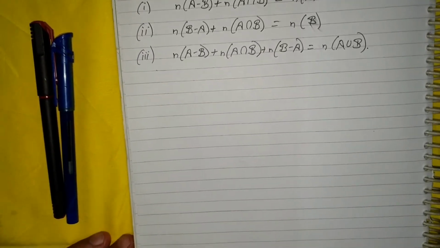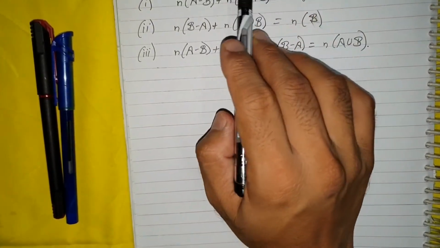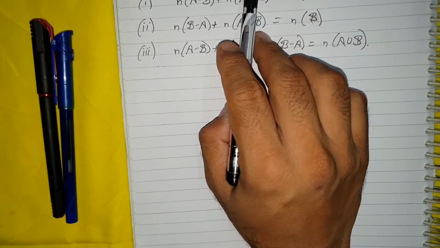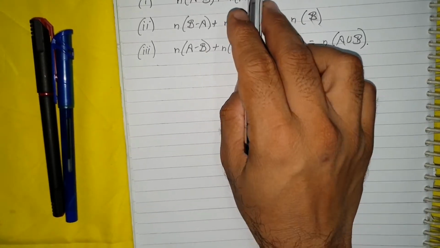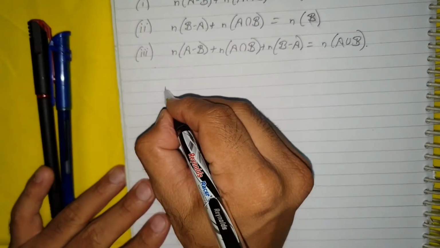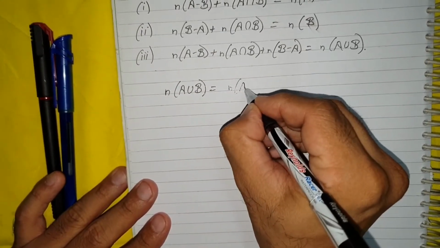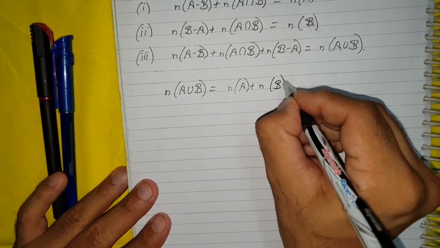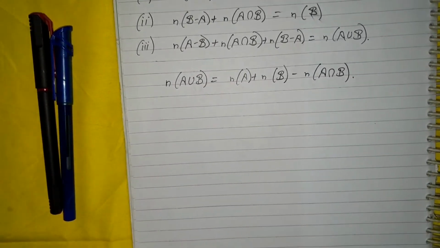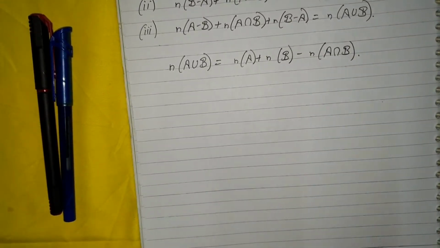Okay, now there are two more important formulas. Actually, in counting the elements of A union B, A intersection B is counted twice: once in counting the elements of A and second in counting the elements of B. So the formula becomes n of A union B equals n of A plus n of B minus n of A intersection B. We subtract the intersection once, because it is counted twice.